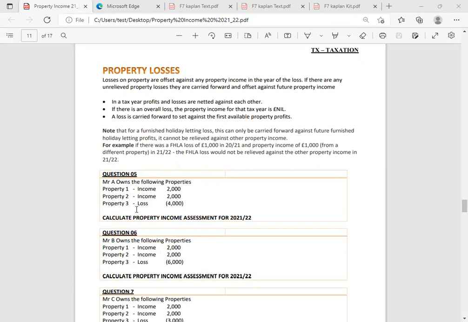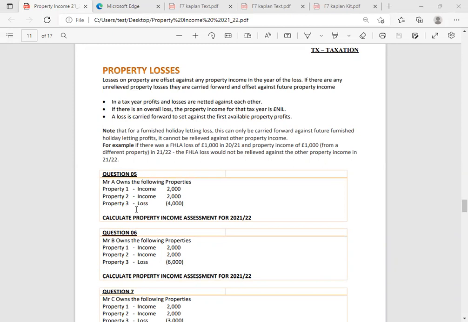But if there is a loss in property, what should we do? Before moving forward, just one small thing. If you have a number of properties, let's say property 1, property 2 and property 3, what should you do? How will you solve it? For each property, it is better to make a separate format and calculate separate property incomes: property 1, property 2, property 3, 4, 5, 6, whatever.